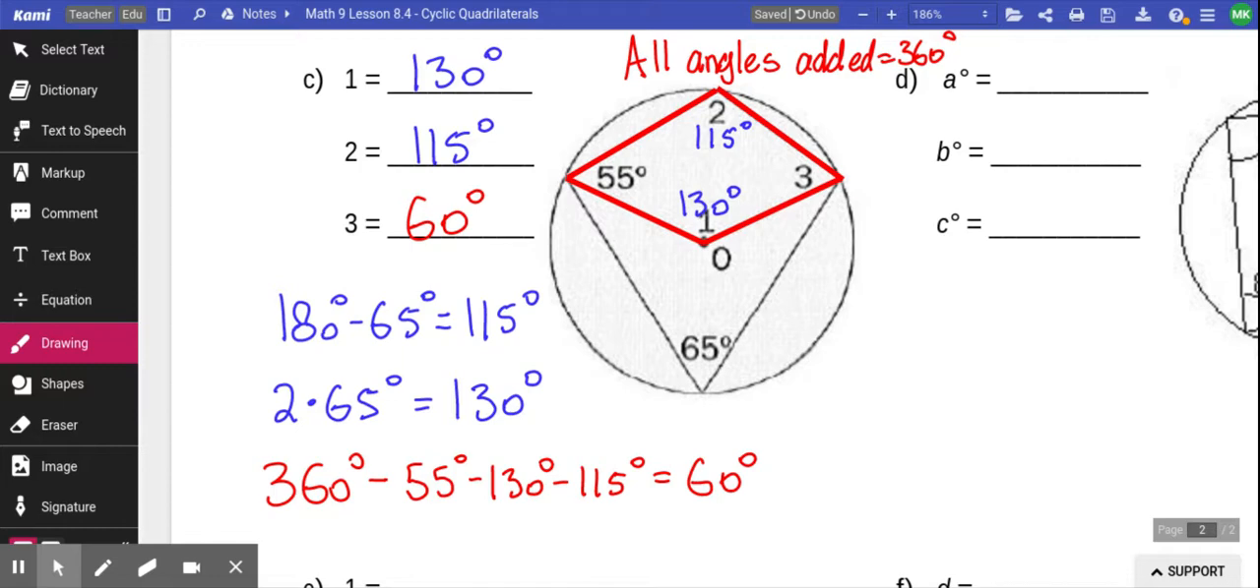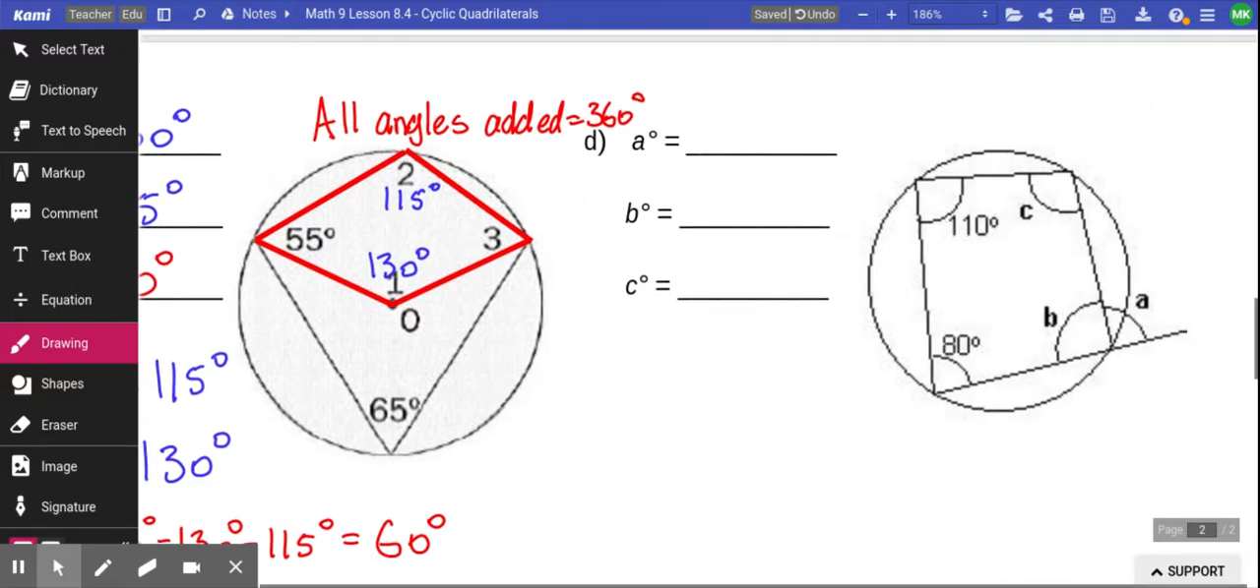Awesome. That's a tricky one. So we had to use our interior quadrilateral rule. We had to use our central angles and our inscribed angle rule. And we had to then use our all quadrilaterals add to 360 rule. So that's a hard question.